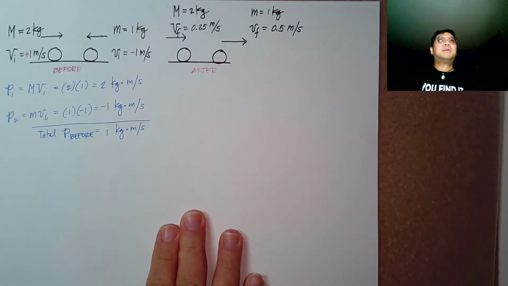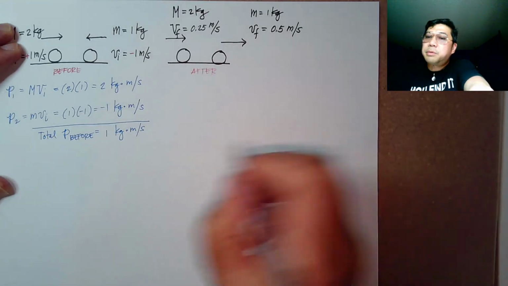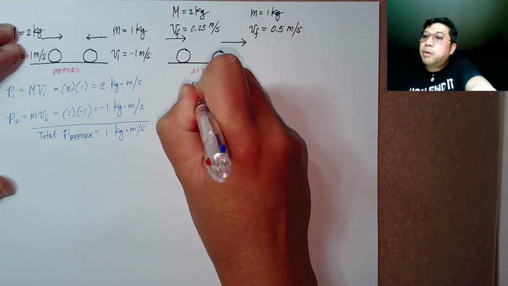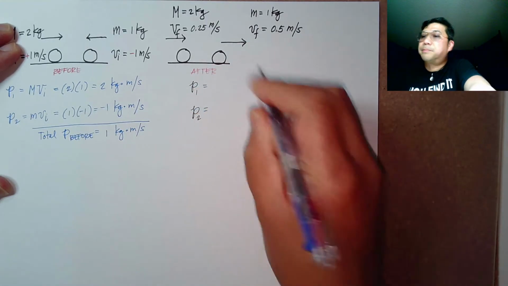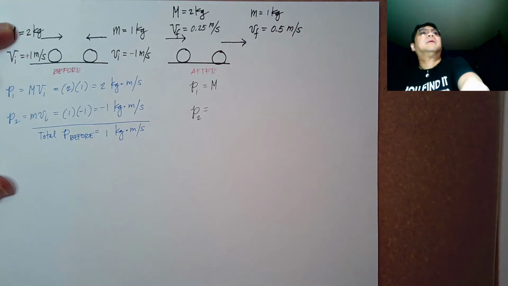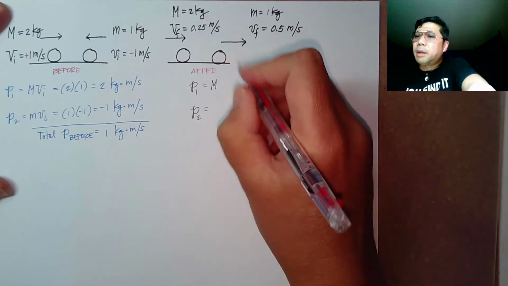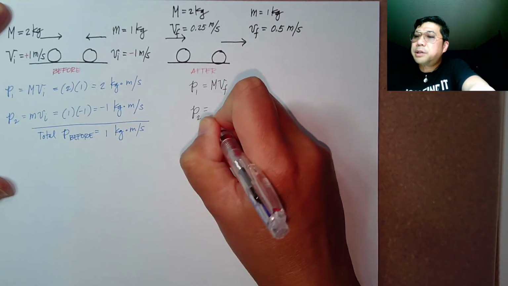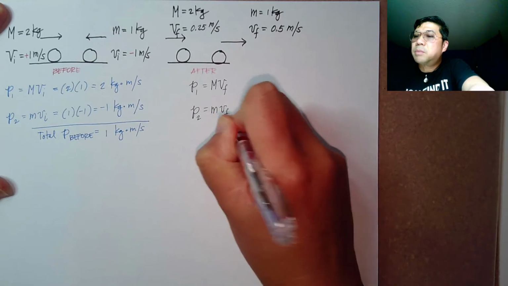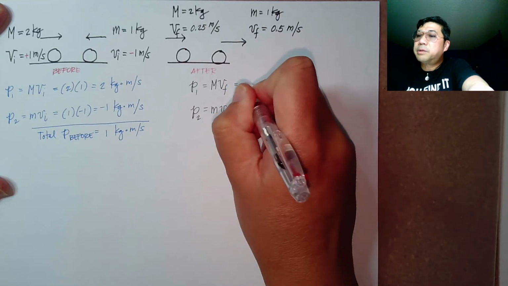Now with this information, let's look at after collision. Let me use a different color ink so it's easier for us to recognize the difference. The momentum of object number 1 and the momentum of object number 2 after collision are as follows. Uppercase M represents the first object, which is object number 1 on the left side, multiplied by the final velocity v sub f after collision, and lowercase m and v sub f for the second object. So let's plug in the values as follows.